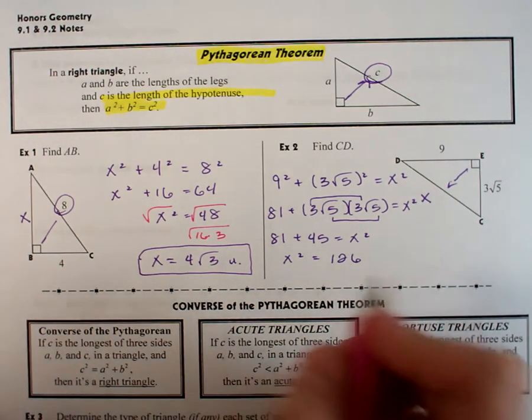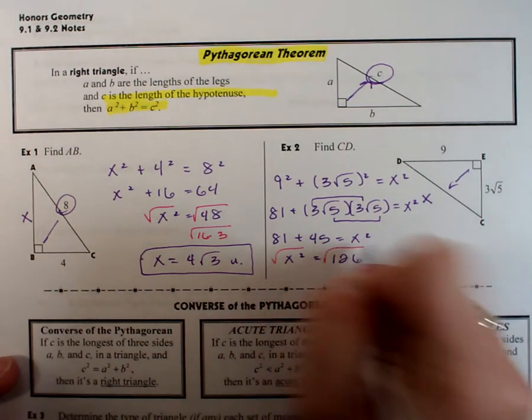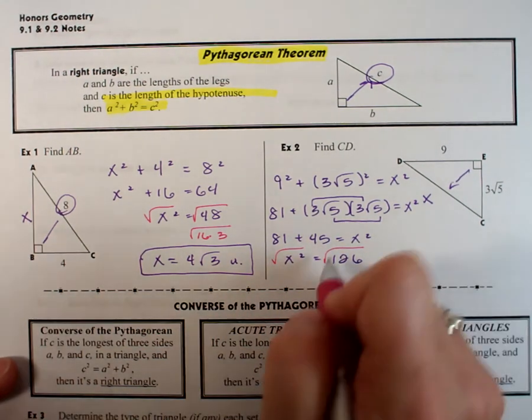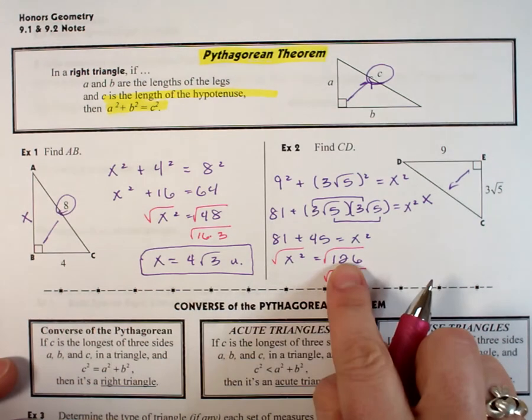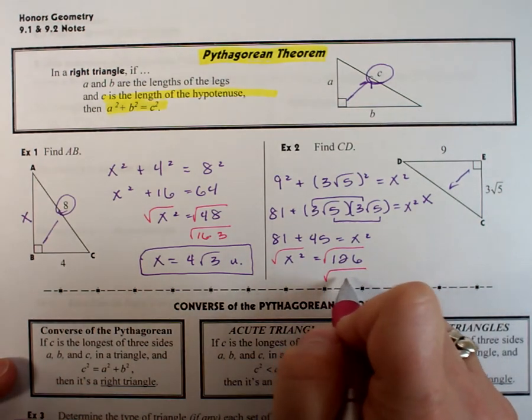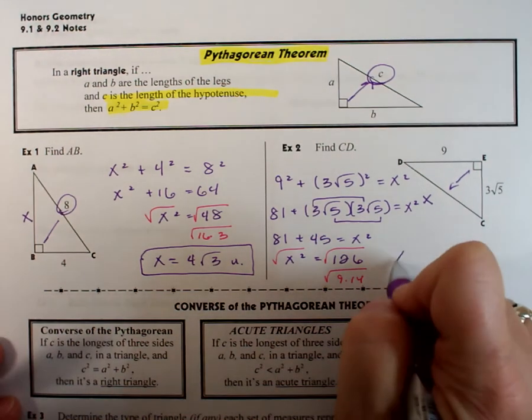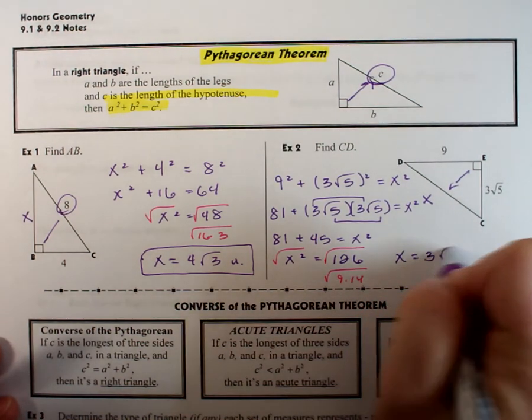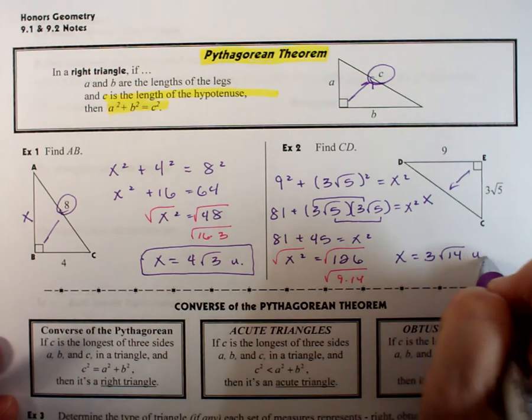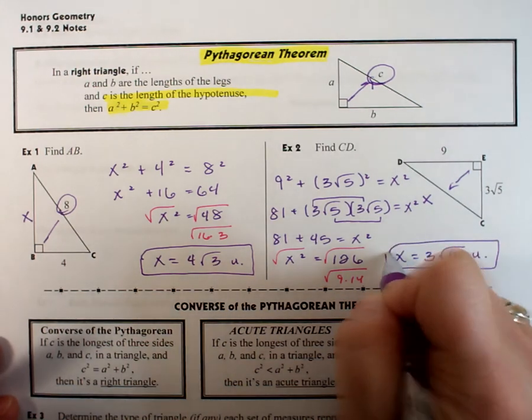Again, we're going to take the square root of each side. We are not going to get a decimal approximation. We're going to find the perfect square in 126. It's going to be 9. So 9 times 14. So our final answer, written in its radical form, is 3 square root of 14 units.